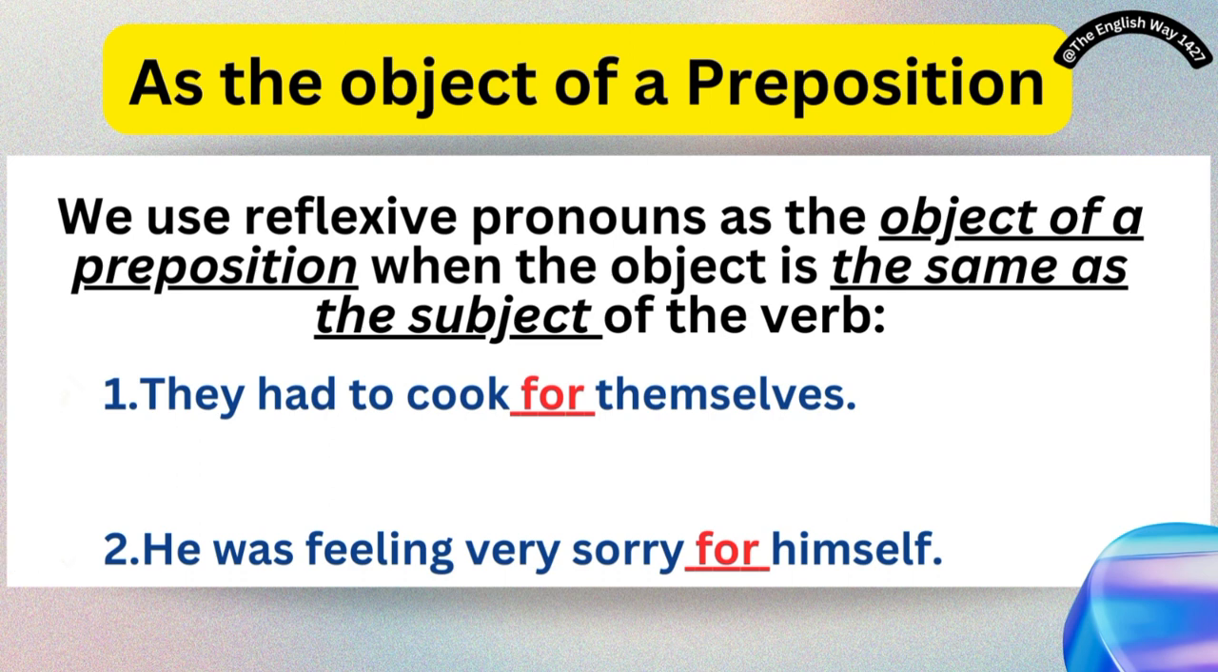Reflexive pronoun as the object of a preposition. We use reflexive pronouns as the object of a preposition when the object is the same as the subject of the verb. We have two examples. 1. They had to cook for themselves. Example number 2. He was feeling very sorry for himself.